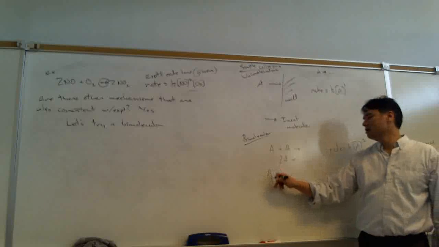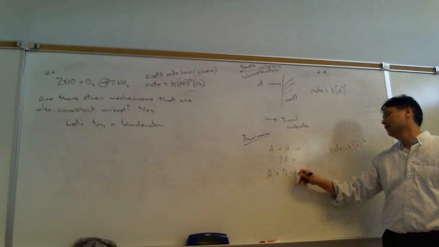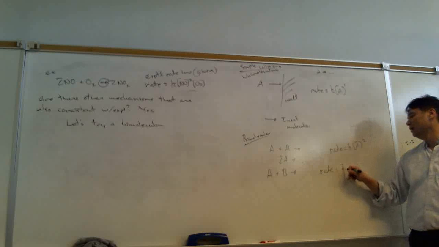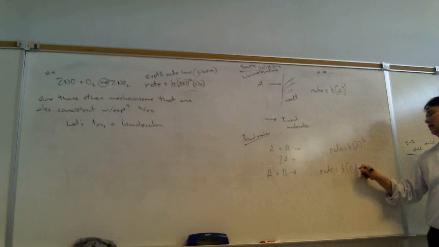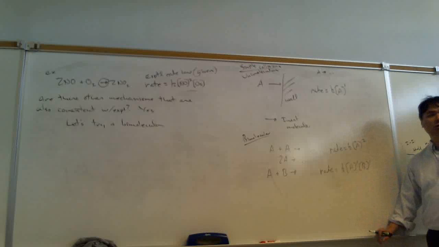Or it doesn't have to be the same molecule. It could be A colliding with a B. If A collides with a B, then that's also bimolecular. And the rate would be Ka. It'd have to be first order in A, so if I double A, the collisions double. And it has to be first order in B and second order overall.